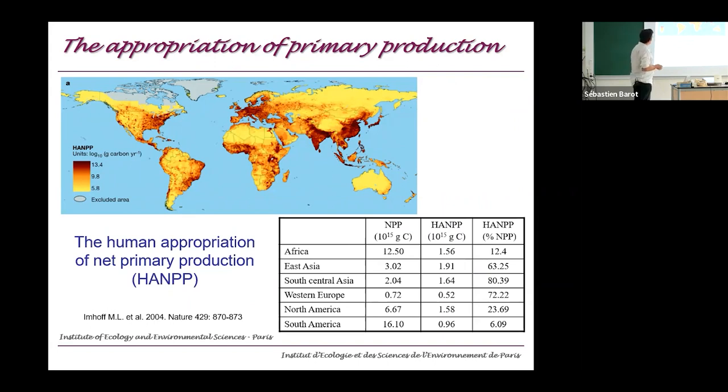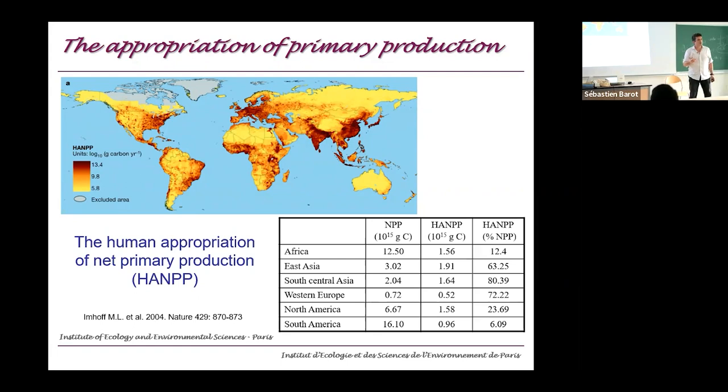These numbers are interesting. Basically, people have tried to measure how much of their primary production humans are exploiting. Primary production is the production of biomass by ecosystems. And depending on the continent, humans are exploiting from 10% in Africa to 80% in South Central Asia of the produced biomass. Up to a certain point, this is normal. We have many, many humans, and the human population is still growing. So up to a certain point, it's fully normal that we exploit biomass. All animals in the biosphere need biomass to grow and to feed themselves.